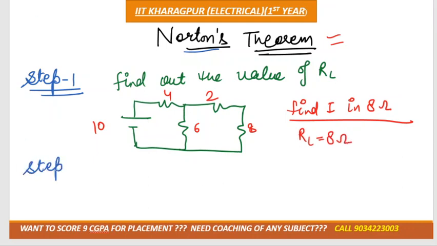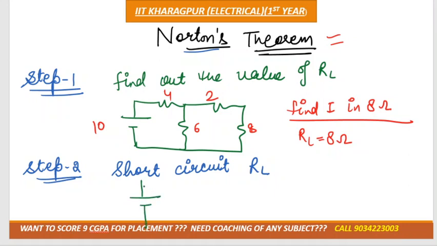Next is step number 2. What was the step number 2 in Thevenin's theorem? Tell me. We need to remove RL, open circuit RL, right? But in Norton's theorem, we need to short circuit RL. Got it? Short circuit RL means just remove RL and place a plain wire across it.